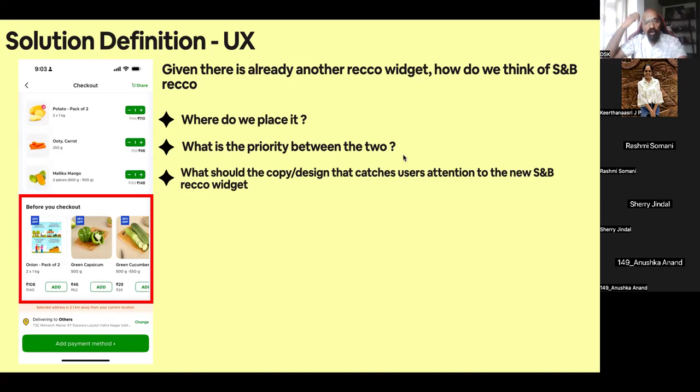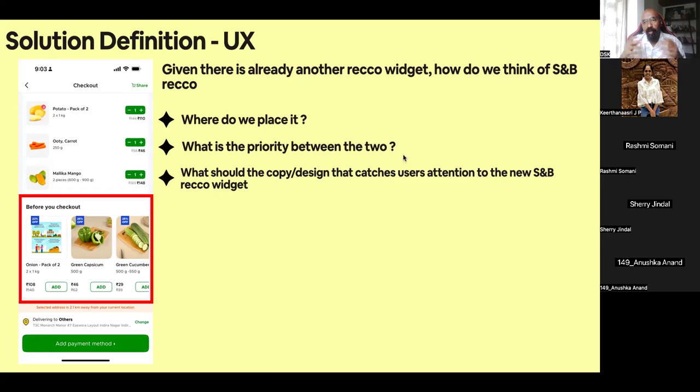As always, you want to start with the customer front. So we're walking backwards from the customer. In this case, if we go to the cart page, this is what the UX looks like, right? At this point, as a PM, there are three important questions that I ask. There is already a widget here, before you check out, which is a form of recommendations. Given this widget, where do we place it? If there is going to be a second widget, what is the priority between the two? Because they're conflicting for real estate. And what copy and design can I put given this constraint so that it catches my user's attention?